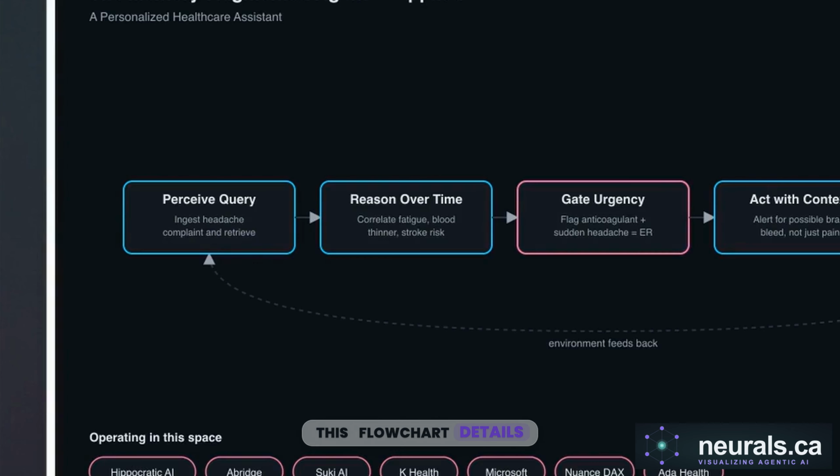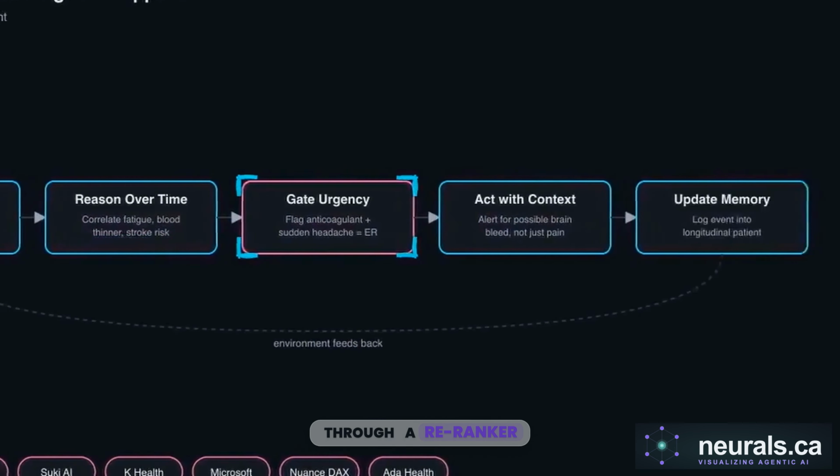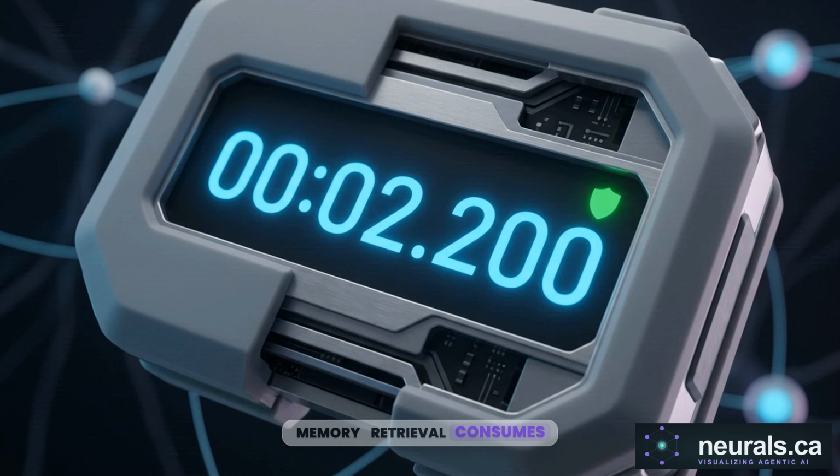This flowchart details the perception-to-memory loop. A query triggers 3 parallel stores. Working memory holds immediate context. Episodic memory extracts the time-stamped history of medications. Semantic memory pulls clinical guidelines. These streams converge through a re-ranker, filtering noise before reaching the LLM in 2.2 seconds. Memory retrieval consumes 62% of that time budget. In clinical deployments, spending milliseconds to accurately synthesize a patient's history is the only way to ensure safety.